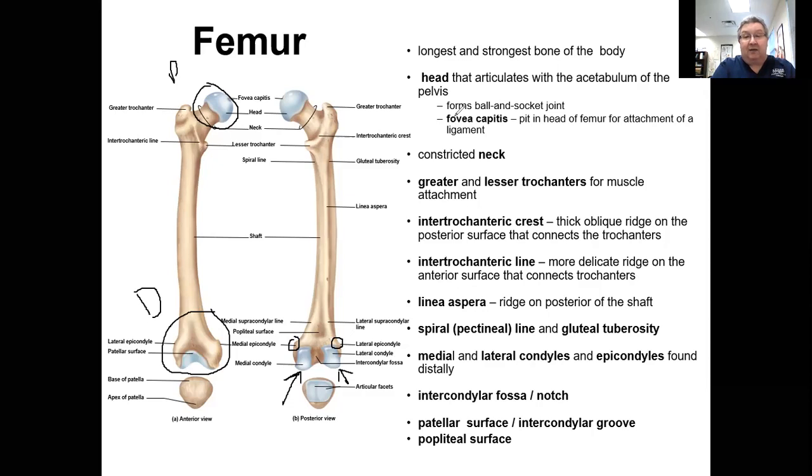Between the condyles, we have an intercondylar fossa. We have basically a whole area. And it's that whole area that actually helps the patella to move.